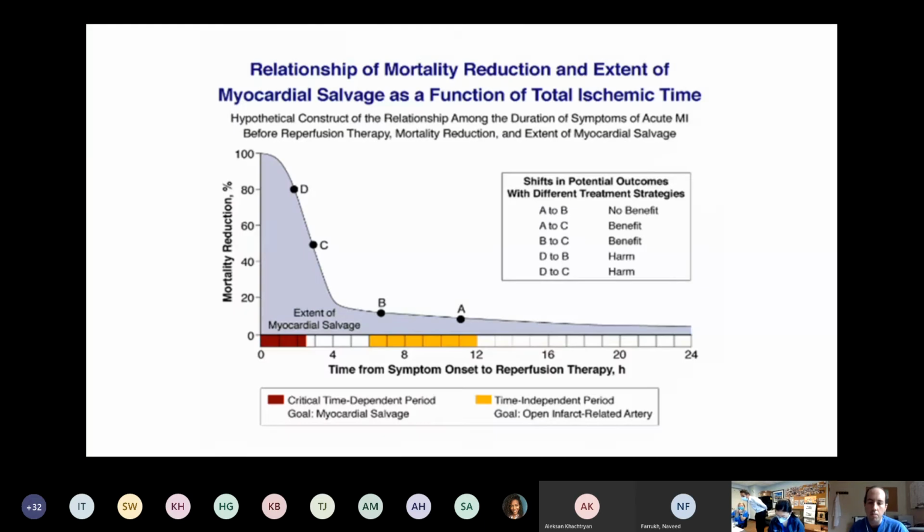The reason we sort of harp on this a lot is time truly is muscle. So this graph looks at it in hours, and then it's sort of a predicted mortality reduction, with 0 being the start of the MI. Like Nina said, after about 4 hours or so, your odds of making any sort of change in their mortality is pretty low. So you really need to catch these people early on the curve. And obviously anything after 12 hours, you're not really going to have any benefit. We sometimes don't even go and open up vessels that have been occluded for hours or days or so.